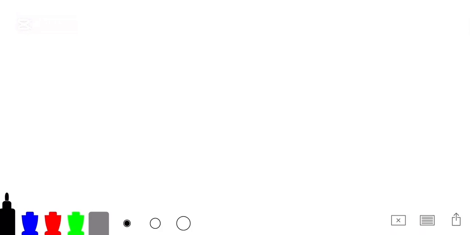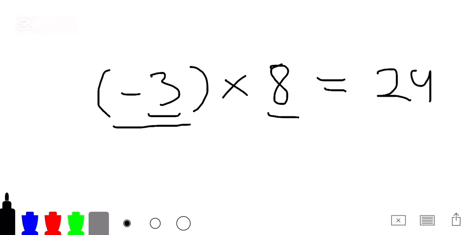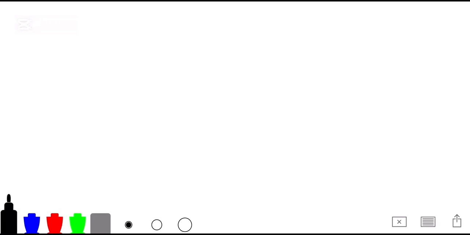Alright, last one. So we have -3 times +8. So first thing we notice is that only one of the numbers is negative. So in this case, it'd be -3. And now because of that, we know our answer will also be a negative. And then we just do it as usual. So 3 times 8 will be 24. And since there's one negative number, the answer is negative. Alright, as you can see, it's much easier than adding and subtracting.